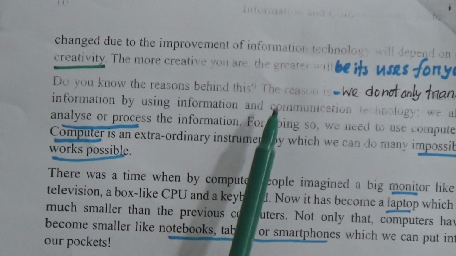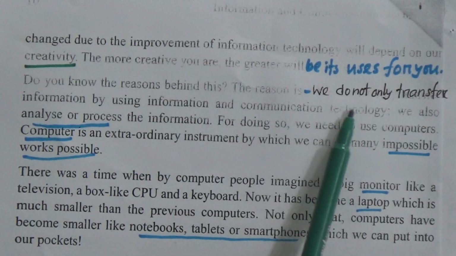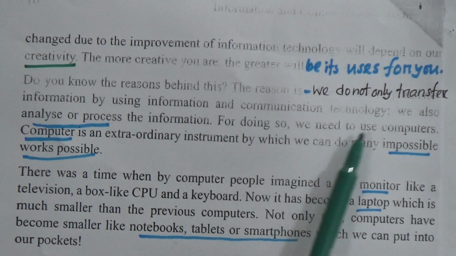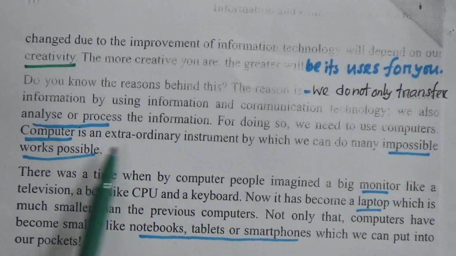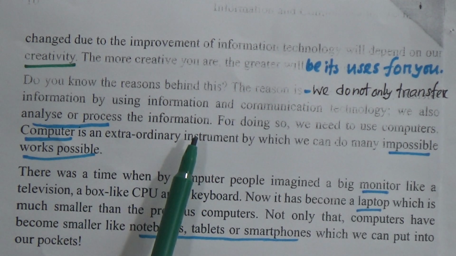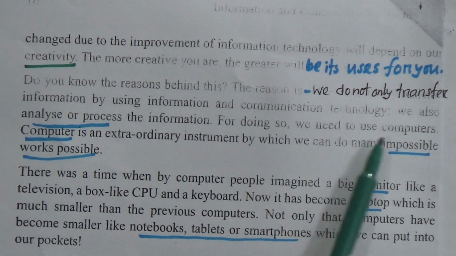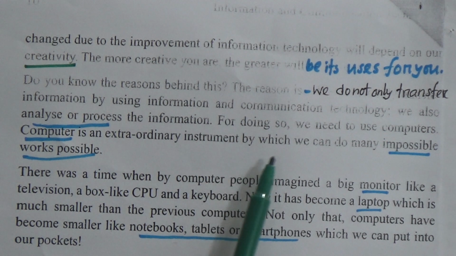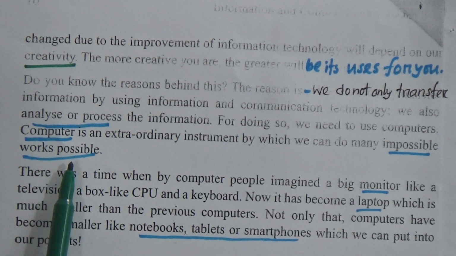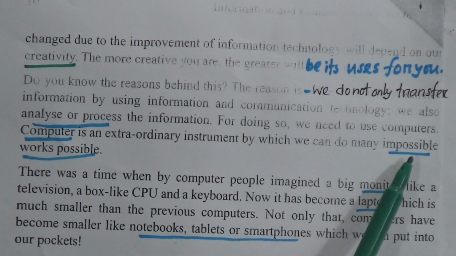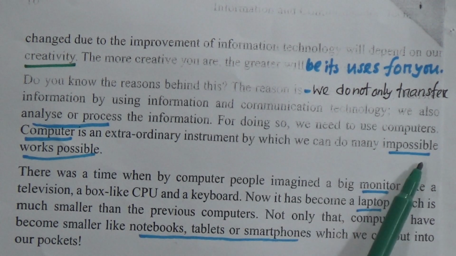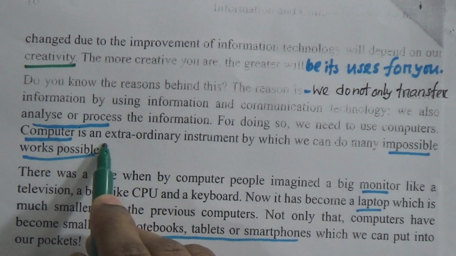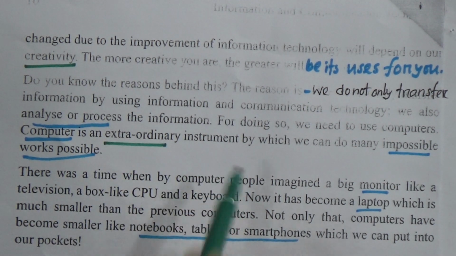Do you know the reasons behind this? The reason is we do not only transfer information by using information and communication technology, we also analyze or process the information. For doing so, we need to use a computer. A computer is an extraordinary instrument by which we can make many impossible works possible. So which instrument makes many impossible works possible? Computer. A computer is an extraordinary instrument, not ordinary.